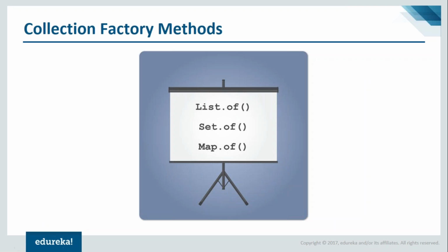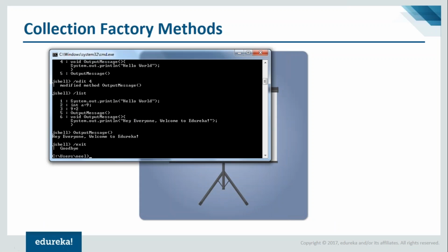Now, I'll show you a demo that will help you understand the difference between the newly introduced collection factory methods and the existing methods. Let's take a simple example. Let's say I'm going to create a set. Let's go back to our JShell, because I really like the JShell feature, and look at the example.